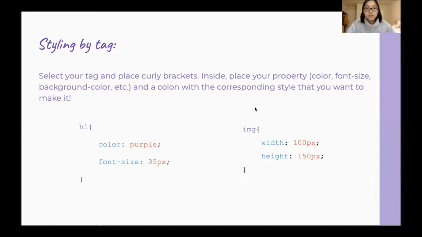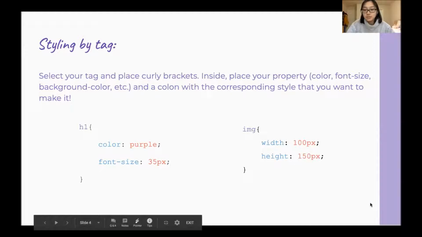So why don't you guys actually try that? You can go onto your practice website or something, your practice REPL, and try styling a tag. What it does is it'll make all of your H1s this style, and it'll make all of your images this width and height. And once you get that, why don't you do a thumbs up again?